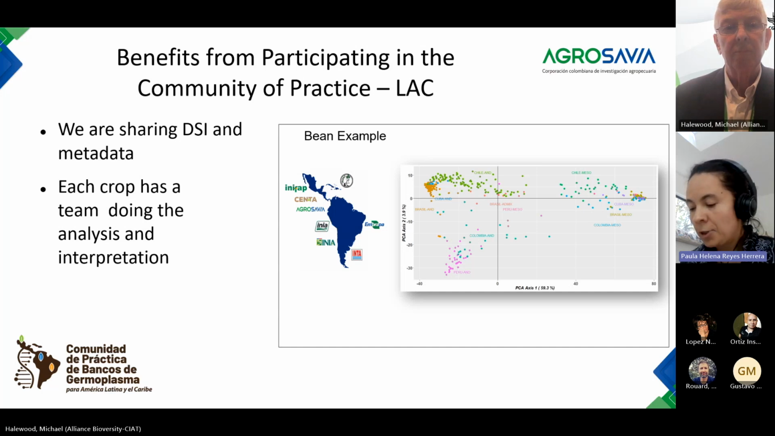We are sharing data, experiences, and tools to analyze as well. This community presents the benefits of DSI sharing to all the participating institutions. Not all the institutions were able to send samples to genotype, due to regulations or lack of capacities. However, these institutions have been participating in the analysis and seeing the benefits of DSI and teamwork. Next.